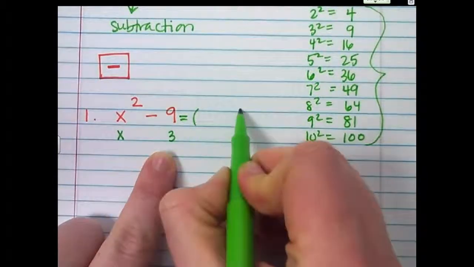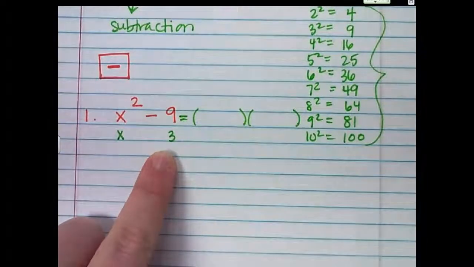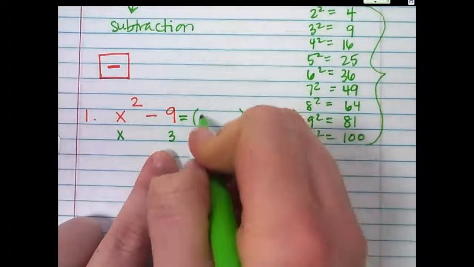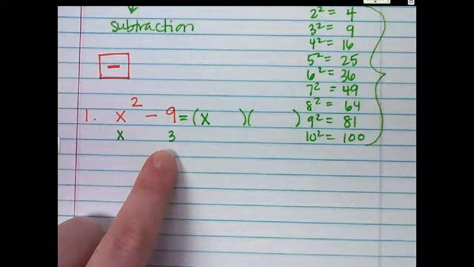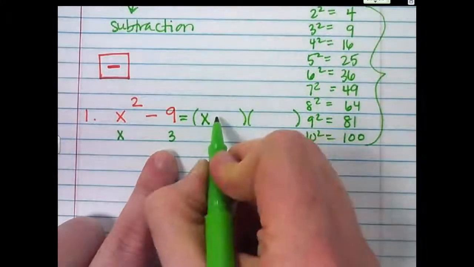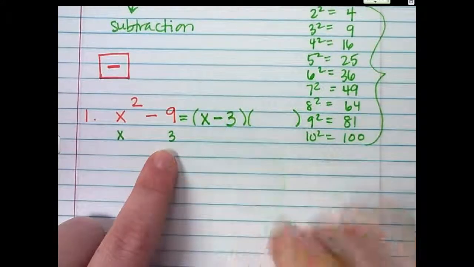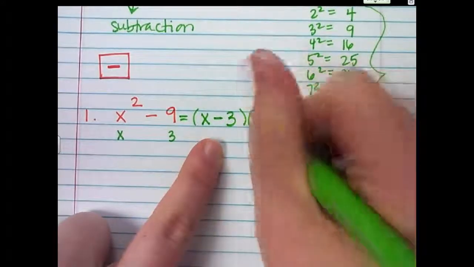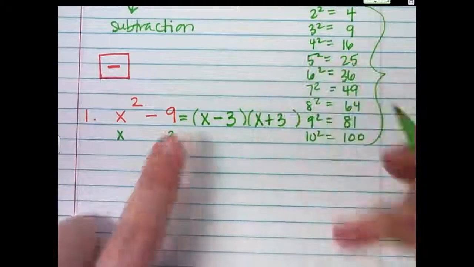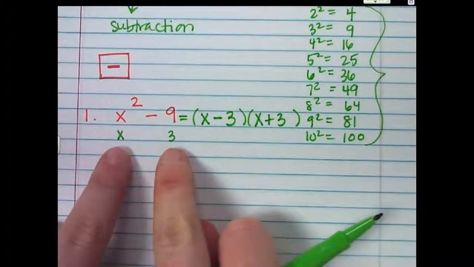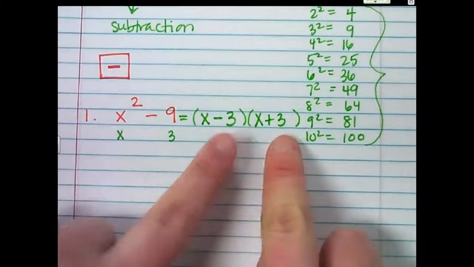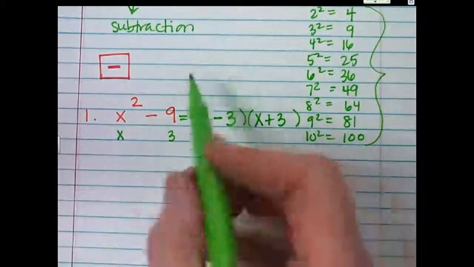You're going to make 2 sets of parentheses. And then you're going to have an x minus 3 and an x plus 3. So here where I got x and 3, they both go in the parentheses, but one's minus, one's plus. And that's your answer.